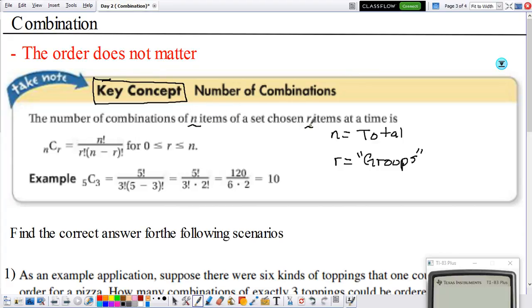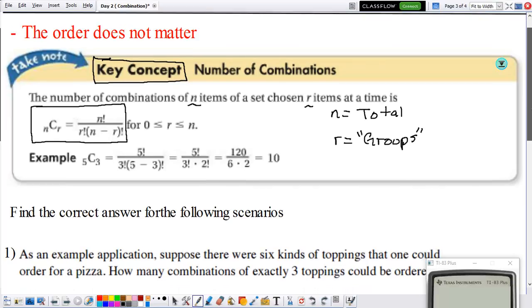Now, when we know what n and r are, then we can talk about the actual formula. This is what combination really is. This is a formula that we can use to find combinations. Now, this formula is going to help us find how many groups of r we can make out of n total elements.